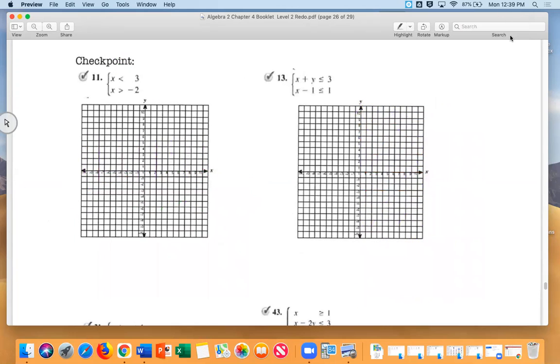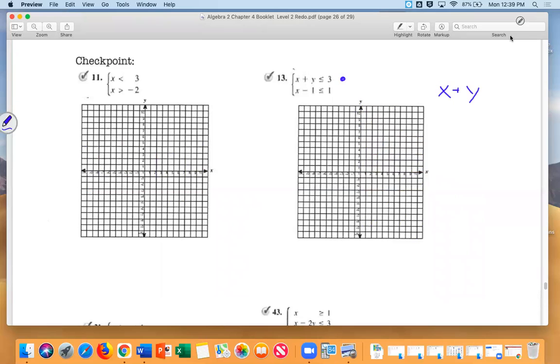Yeah. All right. For number 11, very much just like the one we just did. X is less than 3. X is greater than -2. I think that is the same one, right? Yeah. All right, so I'm not doing 11. Let's move to 13.